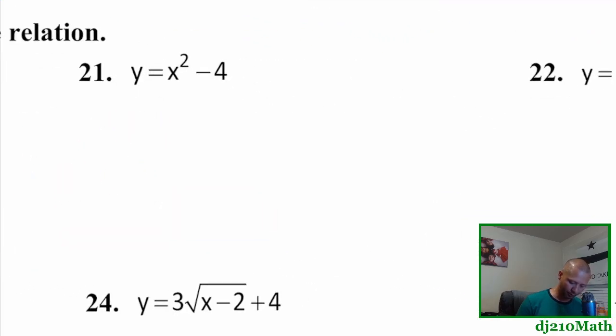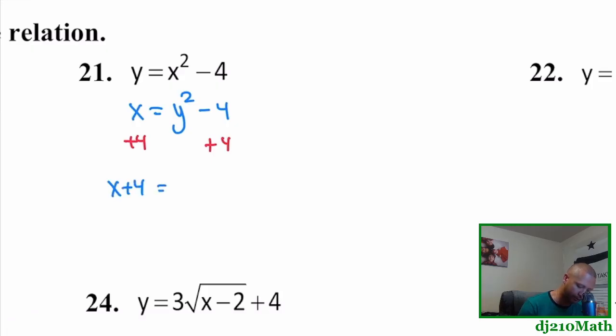All right, 21. Swapping x and y. All we did was change x and y. And now we get y by itself. So I'm going to add 4. So x plus 4 is equal to y squared. Because it cancels on the right. Cancels. Do it in red. Cancels.